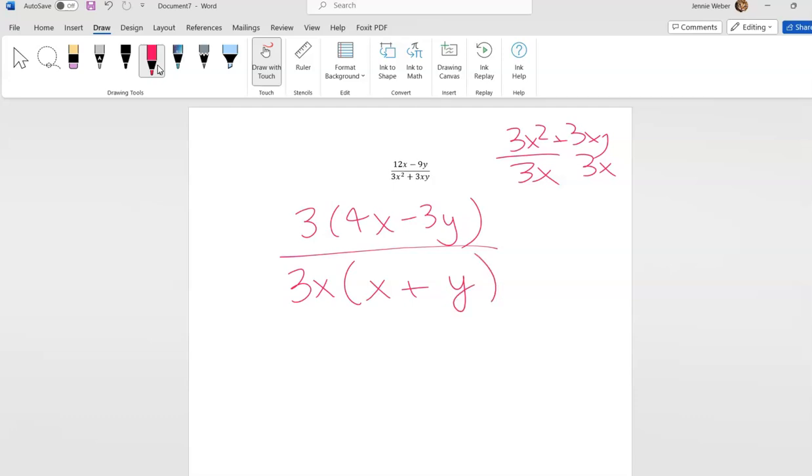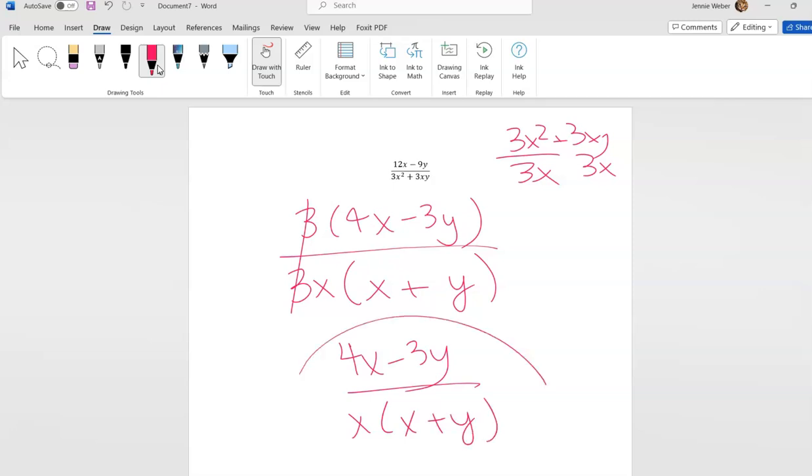So now that I've done that, I can see those cancel. And unfortunately, that's all I can cancel. It wasn't that exciting. So I'm left with 4x minus 3y over x plus y. This would be my simplified term.